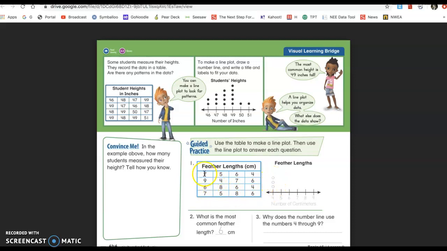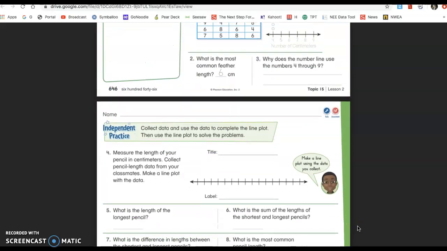And then for 5, I'm going to do the same thing, scanning across. There's a 5, 1. Don't see another one here. No. And 2. There's only 2 5s, so I'm going to do 2 dots. And then you do that for all of these numbers. And then for what was the most common feather length, so that means which had the most, it kind of tells you already, but you're going to find the same. Once you get working, you'll see there's a lot of 6s. That one has the most common. And why does the number line use the numbers 4 through 9? Why didn't I just do 0 through 20? Tell me why we do that.